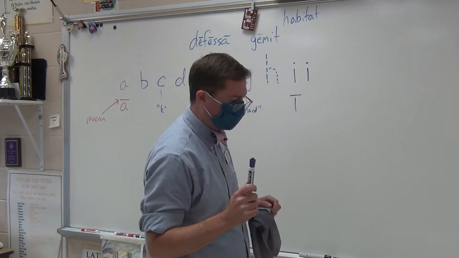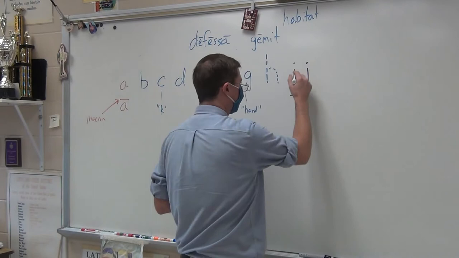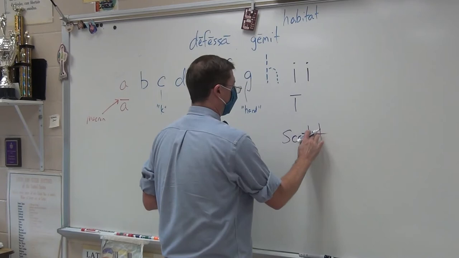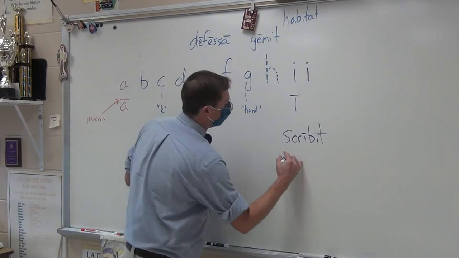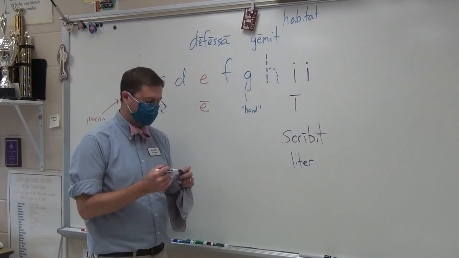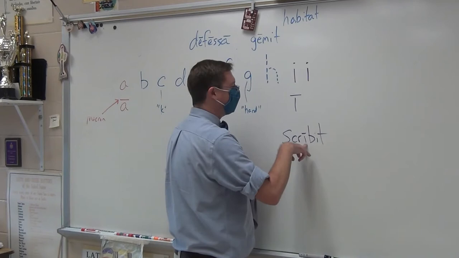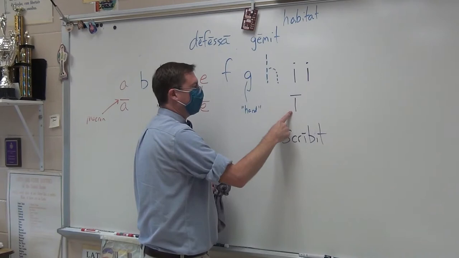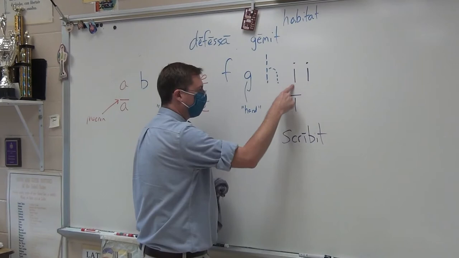Now, I'll give you an example of vowels, for the example, this word. Remember, A's are A's, E's are A's, and I's are E, like in the English word liter, like a 2 liter of soda. So this would be pronounced as scribit. Repeat after me. And so it has the E sound.